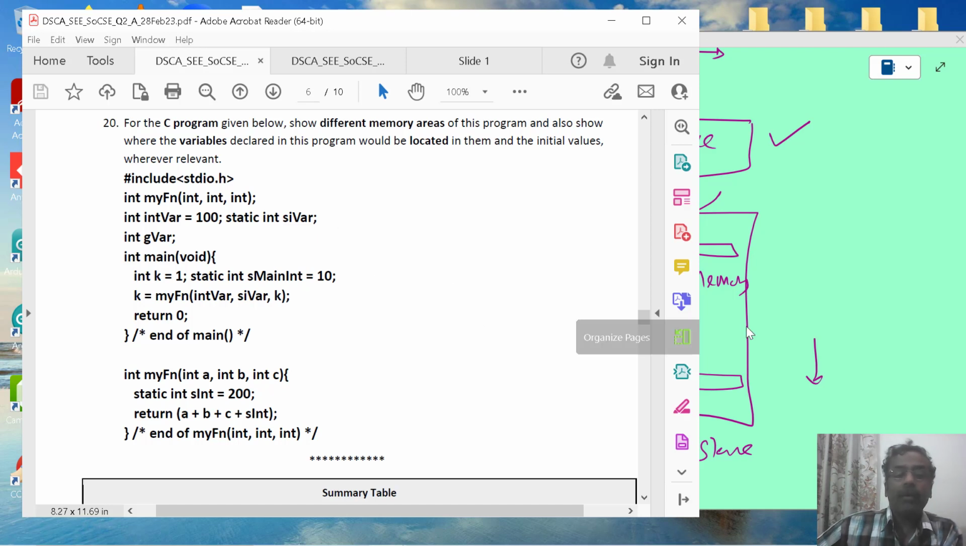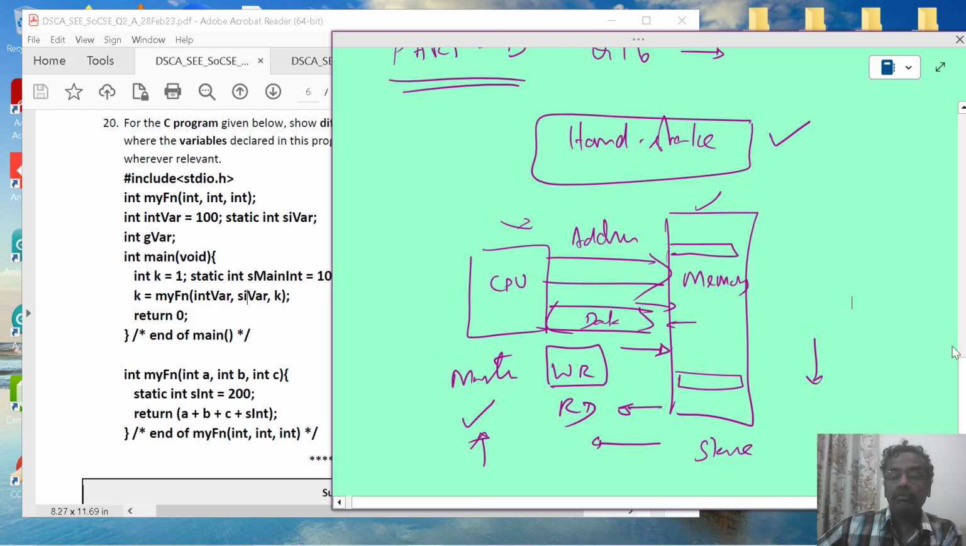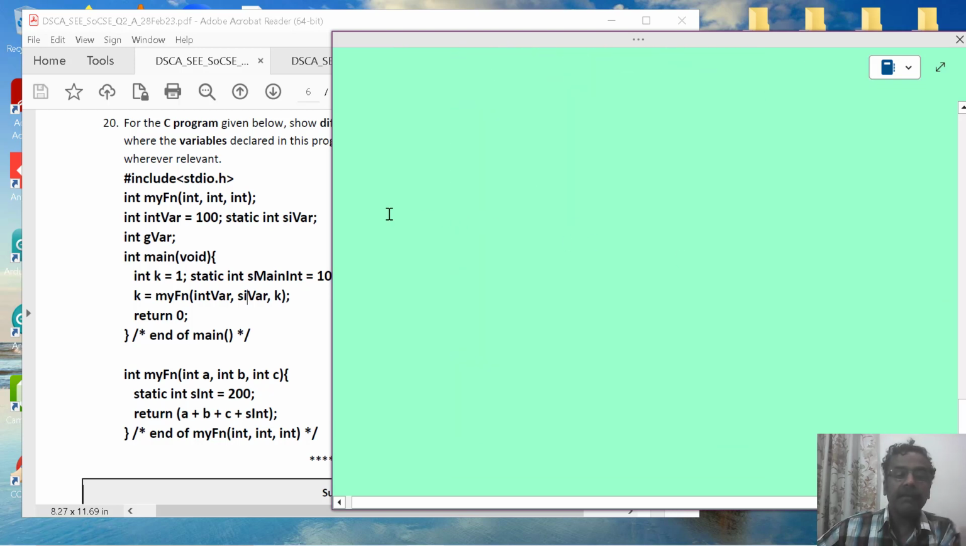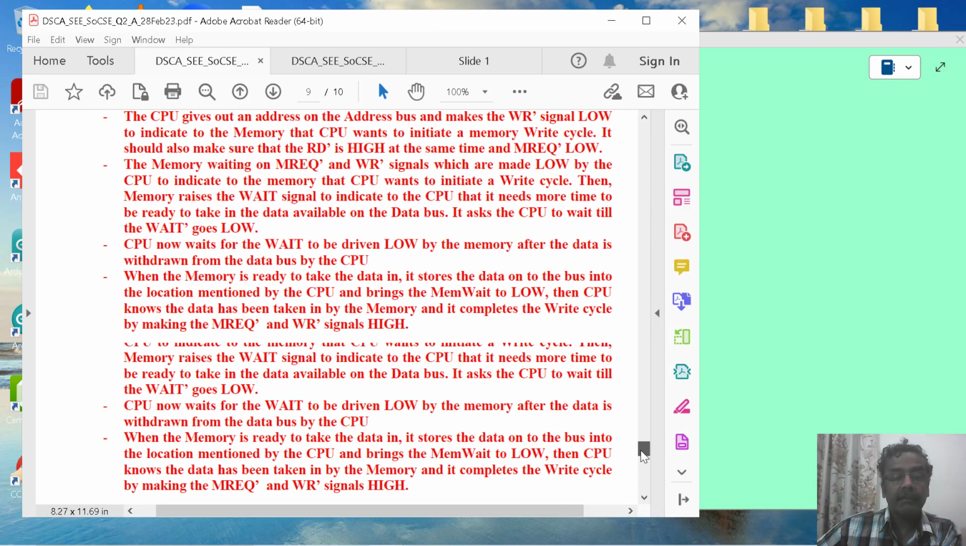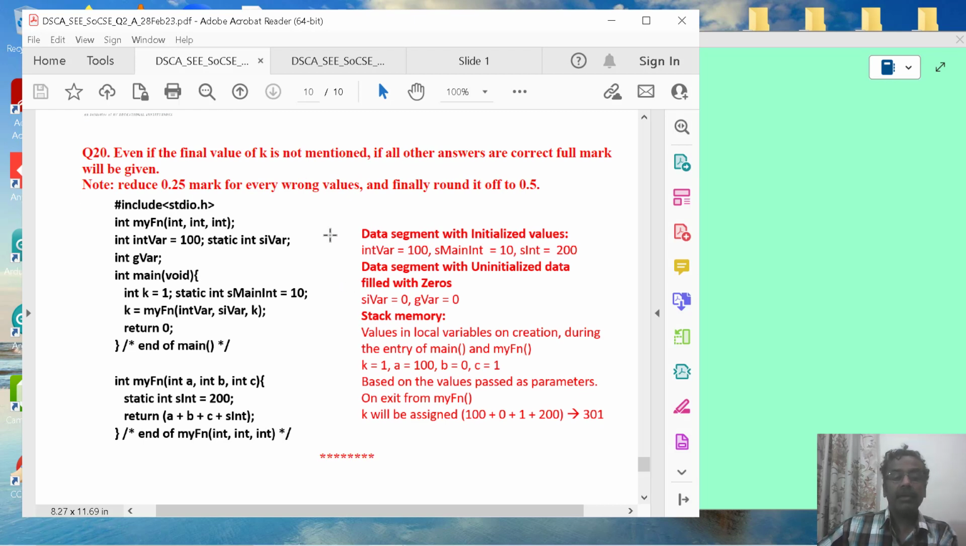What are these variables and where are they located? In a C program, different memory areas are there, and we have a function int variable and static variables, and we need to tell which variables reside in which location. Let me show the actual solution rather than explaining this. The int var, which is a global variable, is in the data segment. Remember, all the static and global variables are in the data segment. The static main int is also in the data segment, even though it is within main.